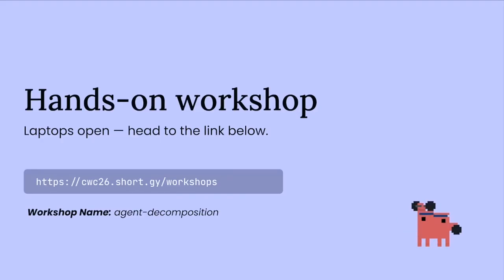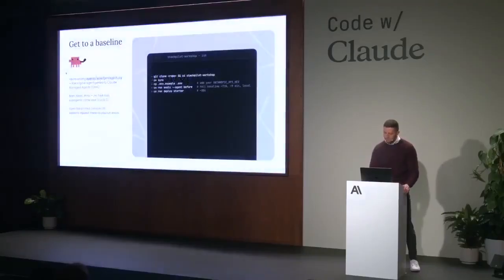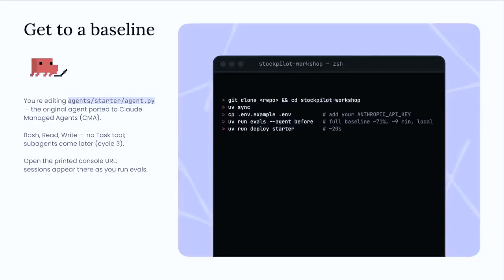Within this workshop, we're going to be working on agent decomposition. That's going to be the name of the folder that we're going to be working within. Great. Let me jump forward here. Perfect. So the first thing that we're going to do as a part of this workshop is get a baseline. When you open up that link, you'll first clone the repo locally.